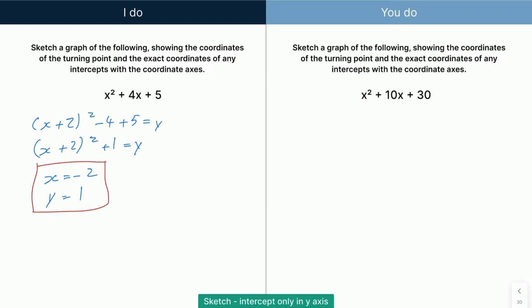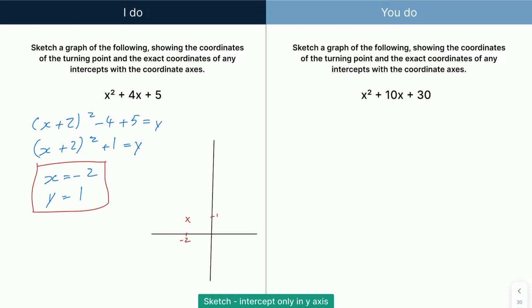It does ask for a sketch as well. If I draw a little graph down here, we can say that the turning point is at x is equal to minus 2, y is equal to 1. So the turning point is roughly there, and we can label that on: minus 2, and 1.